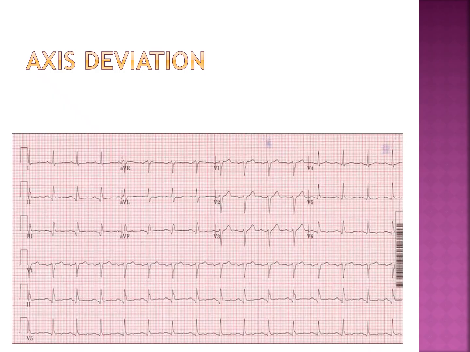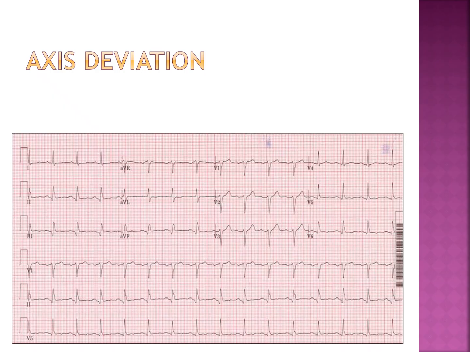Now I could pick any one. I could pick 1 or AVL if I wanted to, or I could pick 2, 3, or AVF for my inferior leads. But to make life easy, I will pick a lateral lead as 1 and my inferior lead as AVF.